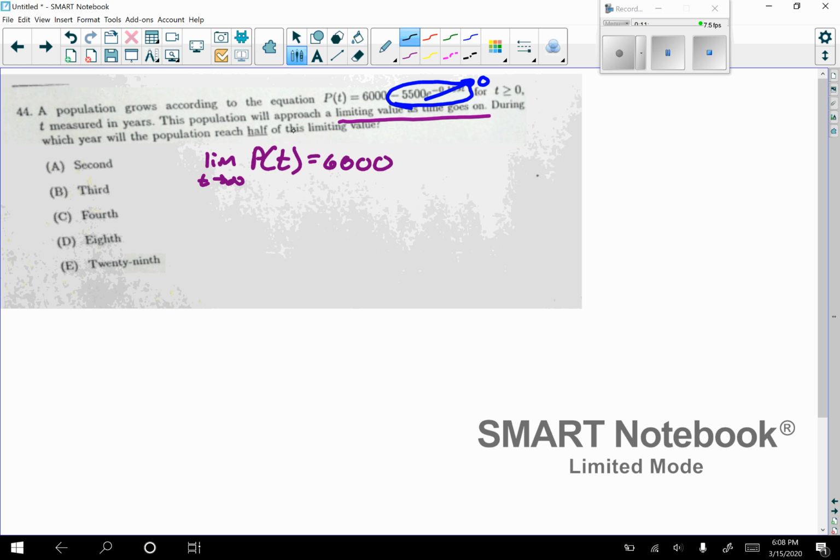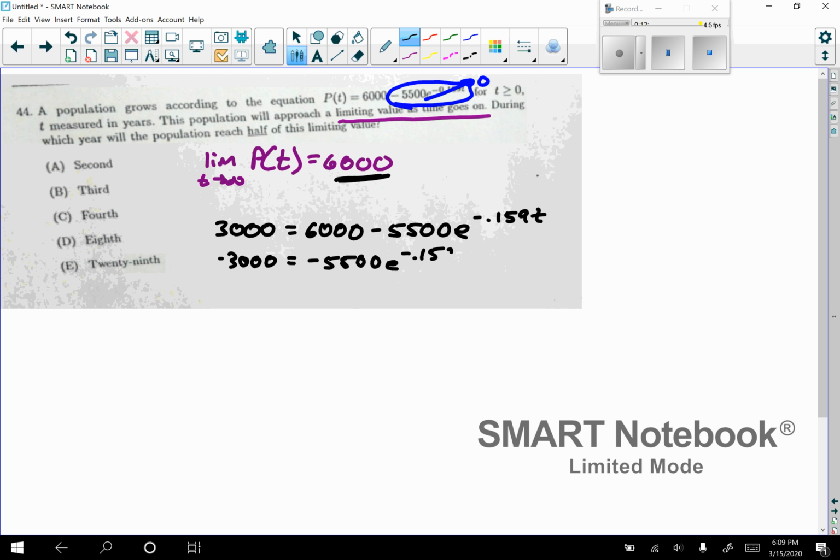So again, it says population will approach a limiting value as time goes on. During which year will the population reach half of this limiting value? So half of the 6,000 is going to be 3,000. We'll go ahead and set that back equal to P of t. 6,000 minus 5,500 e to the negative 0.159t. And just solve this, subtract 6,000. Or technically you could type this into the calculator. Dividing both sides by the negative 5,500 and simplifying, we actually get positive 6/11.